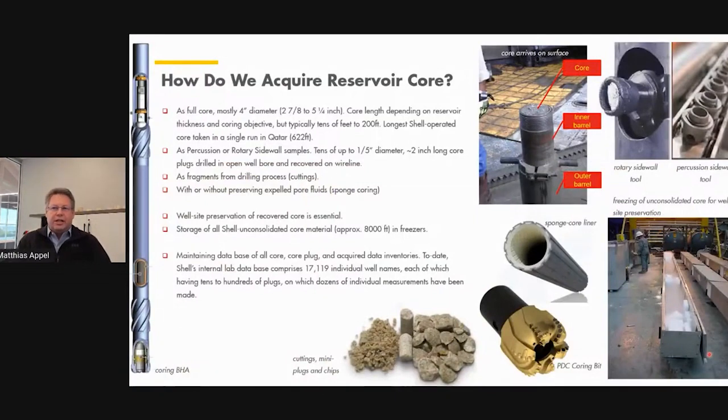Now, what kind of core do we acquire? Well, again, I know that there's probably a range of experiences in the audience, so let me just quickly summarize the main ways of taking cores from the reservoirs. The mostly applied element is that we acquire a full core, typically 4-inch diameter, and the way it works is that you have a coring bit, which is hollow on the inside, basically just like a donut. It is part of a coring borehole assembly, or BHA. It's on the bottom there.